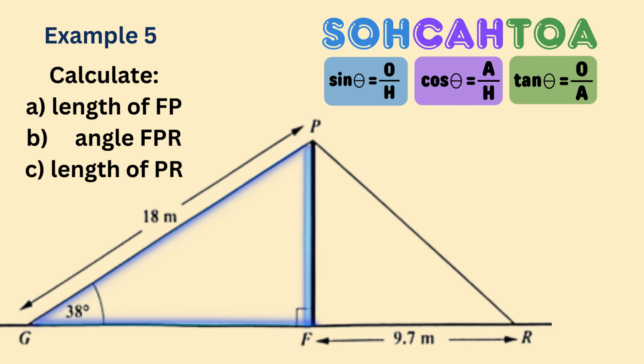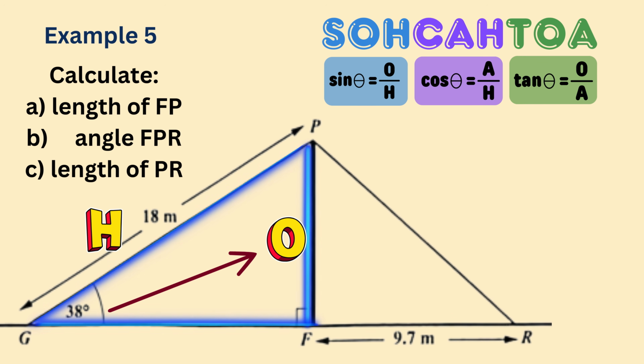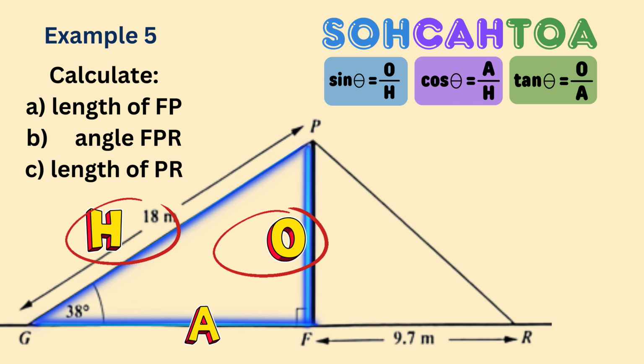Let's label the sides relative to the 38-degree angle given. PG is the hypotenuse, FP is the opposite, and GF is the side beside the angle given, so GF is the adjacent. We were asked to calculate FP, the opposite side, and we are given the hypotenuse.